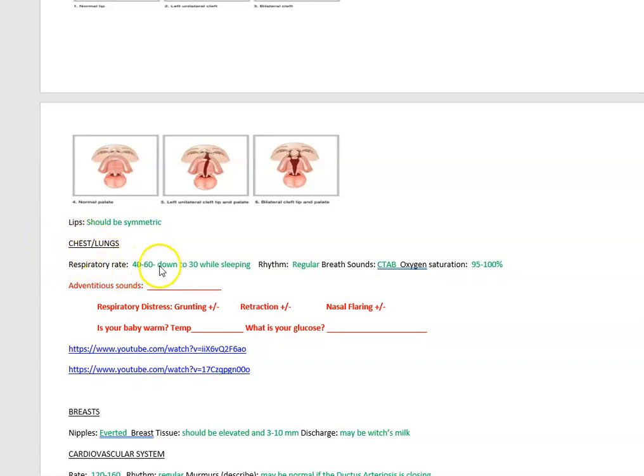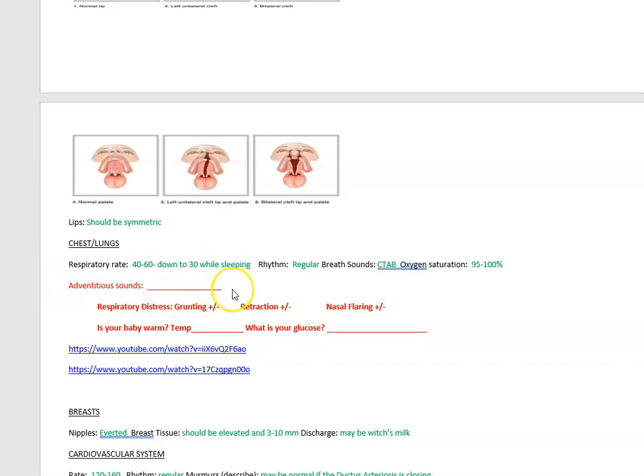So now on chest and lungs, the respiratory rate, as you saw with taking vital signs on the ATI videos, we talked about this, 40 to 60. They can go down to 30 while sleeping. The rhythm should be regular. The breath sounds should be clear to auscultation bilaterally. O2 sat should be 95 to 100.